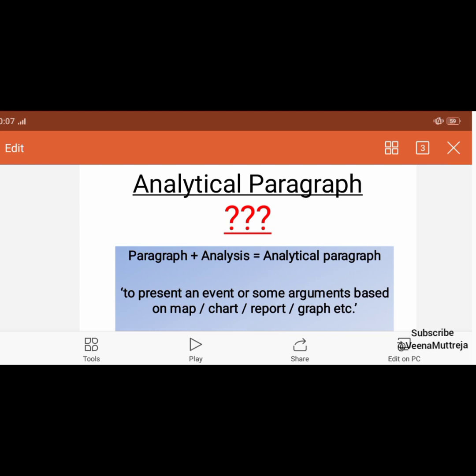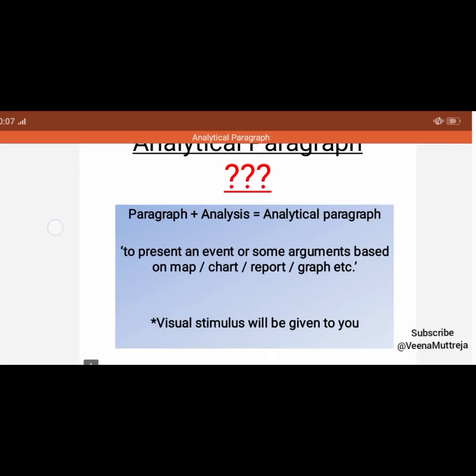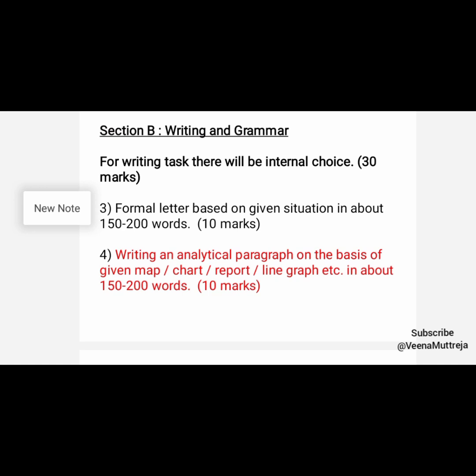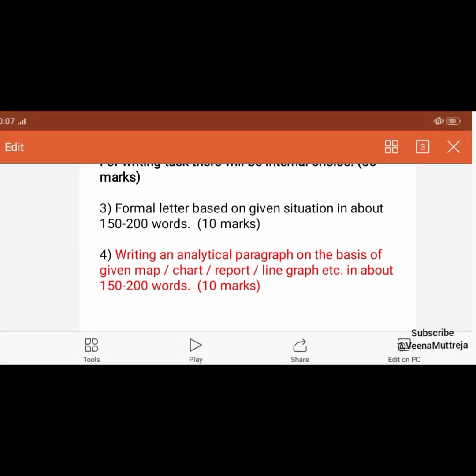Today we are going to learn how to write an analytical paragraph. See the syllabus. Question number 4. Writing an analytical paragraph on the basis of given map, chart, report, line graph, etc. in about 150 to 200 words, and that will be of 10 marks. This year analytical paragraph is replacing story writing in class 10th, so you have to make more effort to practice it.